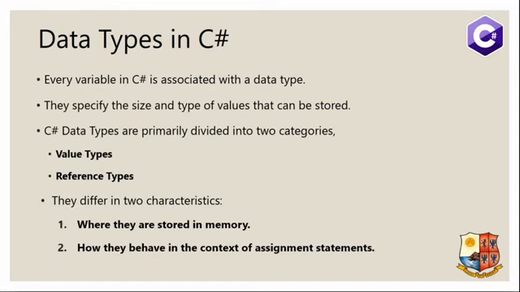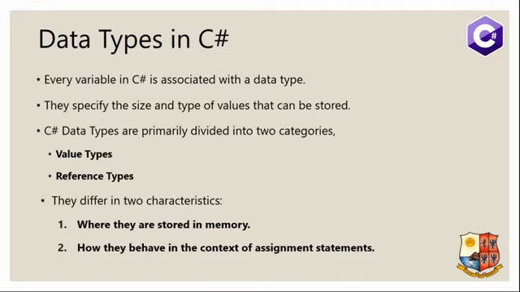Now, how do you differentiate? If I give you, for example, integer or string, how do you define whether they are value type or reference type? Simple. They differ in two characteristics. The number one characteristic is where they are stored in memory. I'll talk about it, but remember these two. This is very important, guys. How do you differentiate between a value type and a reference type? Number one, where they are stored in memory. Number two, how they behave in the context of an assignment. That's the idea of data types.